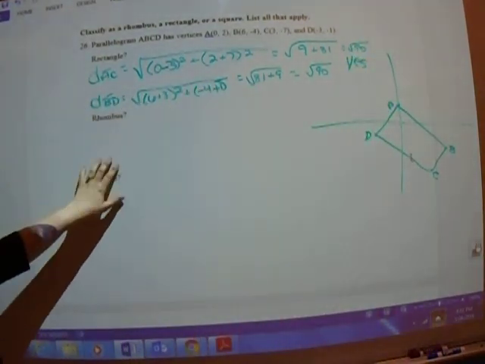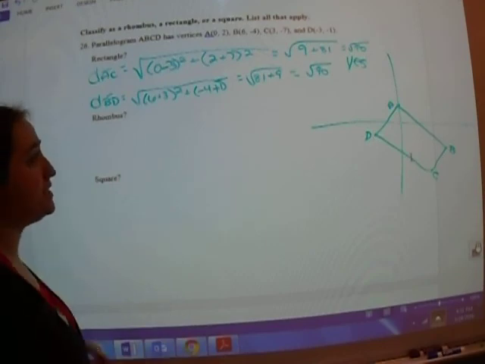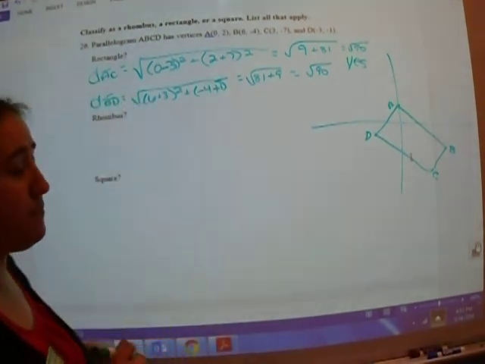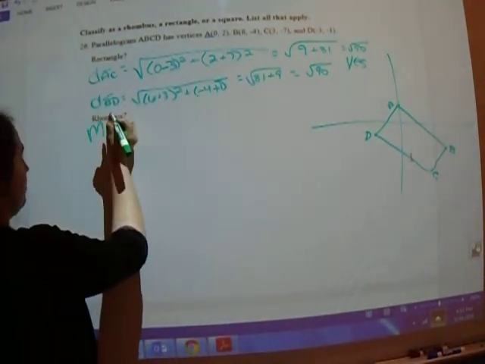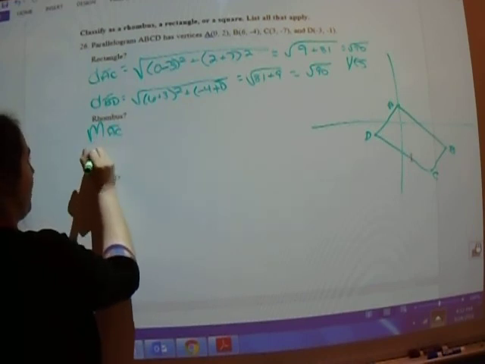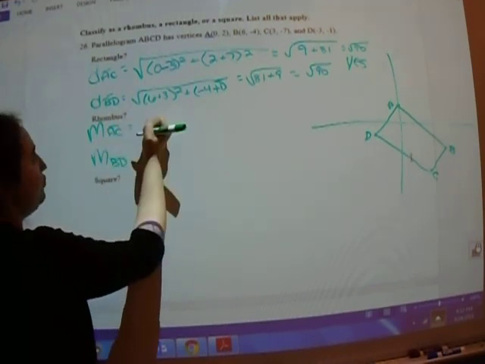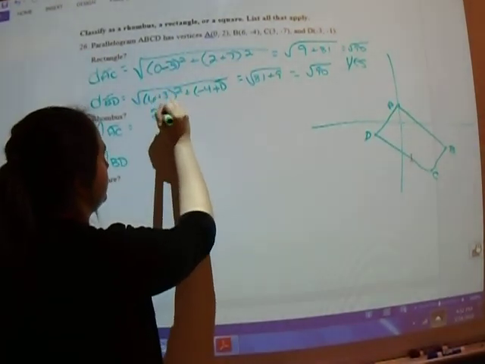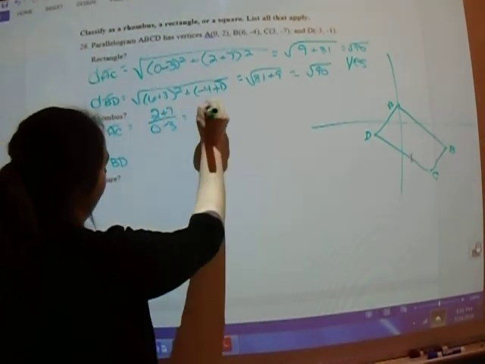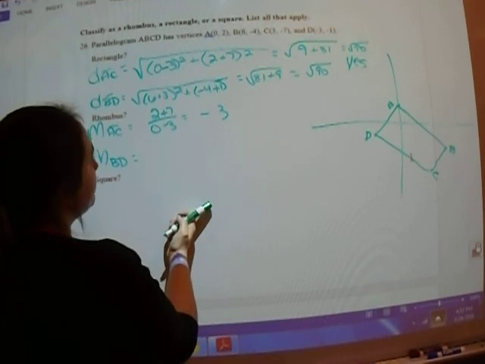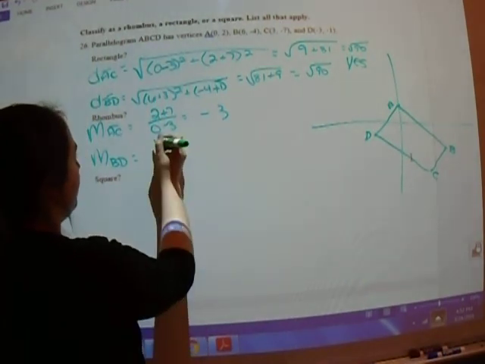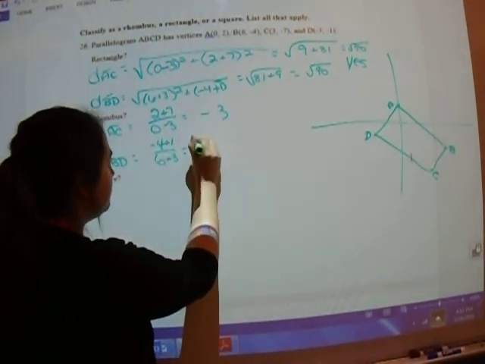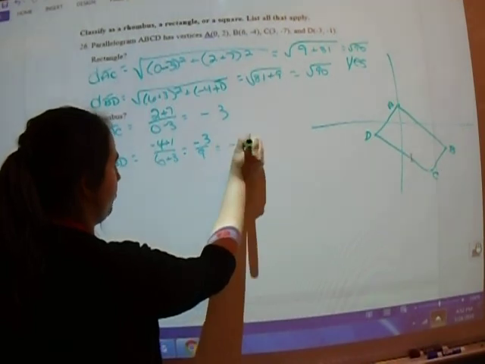All right, for rhombuses, this is where you're going to use the slope, because if it's a rhombus, the diagonals will be perpendicular. Okay? So we do the slope of AC and the slope of BD. So with AC, we're going to do 2 minus -7, 2 plus 7, over 0 minus 3, we end up with -3, right? And with the slope of BD, we're going to do -4 plus 1 over 6 plus 3. We end up with -3 over 9, which equals -1/3.